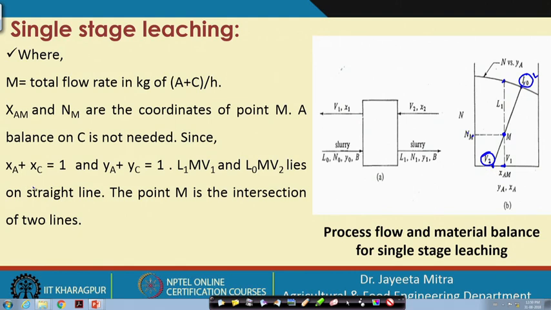So, X A plus X C is equal to 1. Similarly, Y A plus Y C equal to 1, because A and C both are the components of the solution plus solute mixture. If one fraction we know, the other fraction can be calculated by considering both fractions equal to 1. Now, the line L1 M V 1 and L0 M V 2, these two are straight lines and the point M is the intersection of these two lines. So, they have to reach this point for equilibrium.